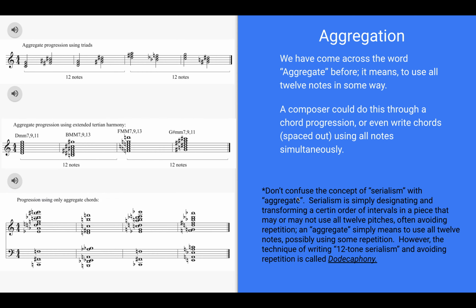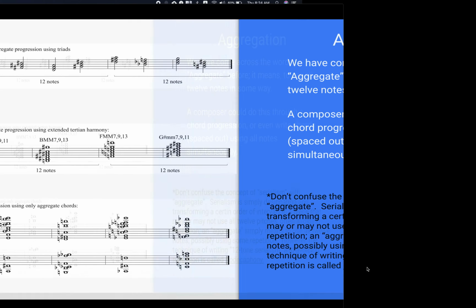So my last comment here is don't confuse the concept of serialism with aggregate. Serialism is simply designating and transforming a certain order of intervals in a piece that may or may not use all 12 pitches, often avoiding repetition. An aggregate simply means to use all 12 notes, possibly using some repetition. However, the technique of writing 12-tone serialism, which you may have heard of, and avoiding repetition is called dodecaphony. Dodeca means 12, so 12 sounds. So you might have heard of that, but don't worry about that. We're not doing that right now.